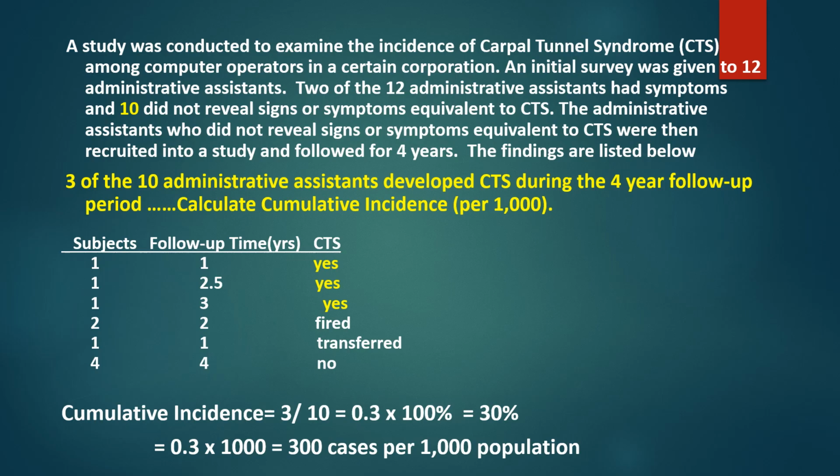It could also be multiplied by 1,000 or 100,000. By 1,000, this will give 300 cases per 1,000 population. And this is very simply how we calculate incidence. The one thing we have to keep in mind is that the population followed to calculate incidence should be free of the disease and at risk of developing the disease at the start of follow-up.